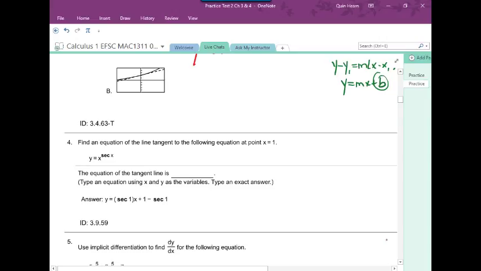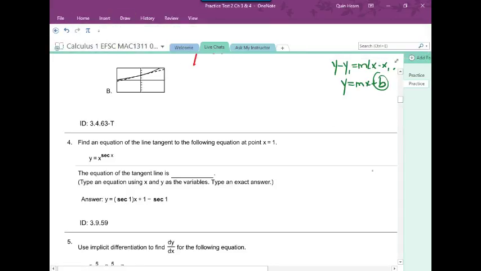Okay, the next problem, number 4, involves a variation on how to find derivatives. I think that, yeah, let's do this one first.